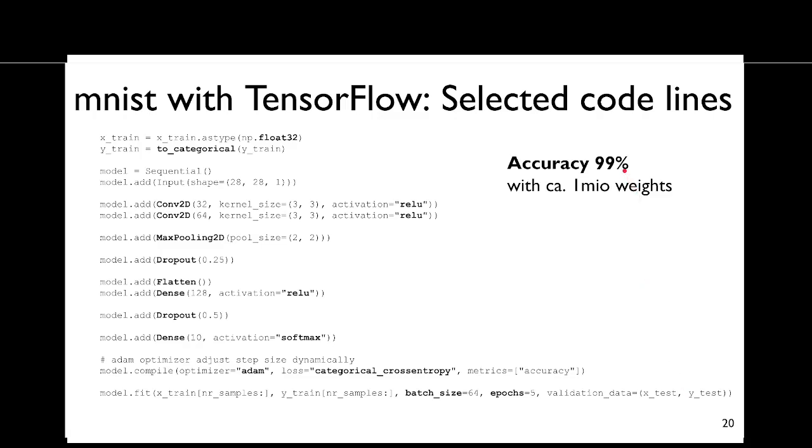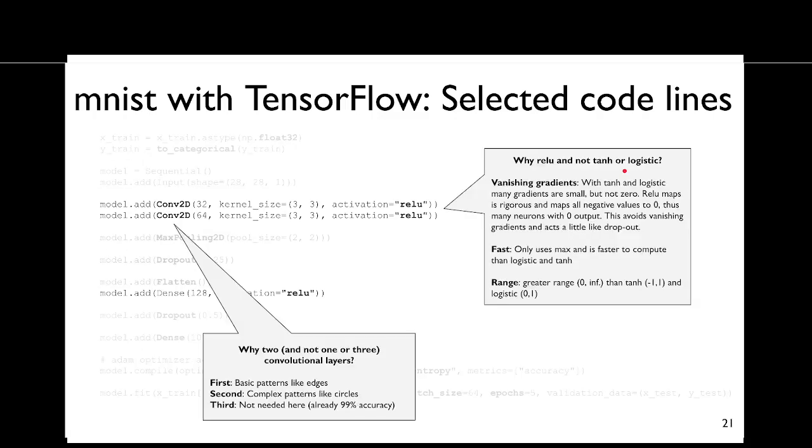And this setup achieves an accuracy of 99%, so we nearly do perfectly. And it creates roughly 1 million weights. So you see that simple problem and those few lines of code create already quite a sizable problem.